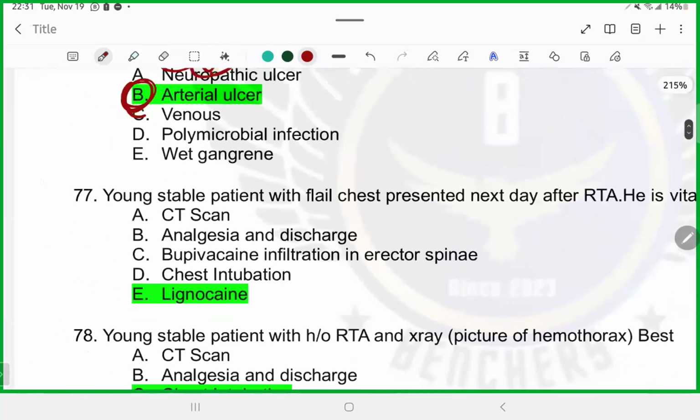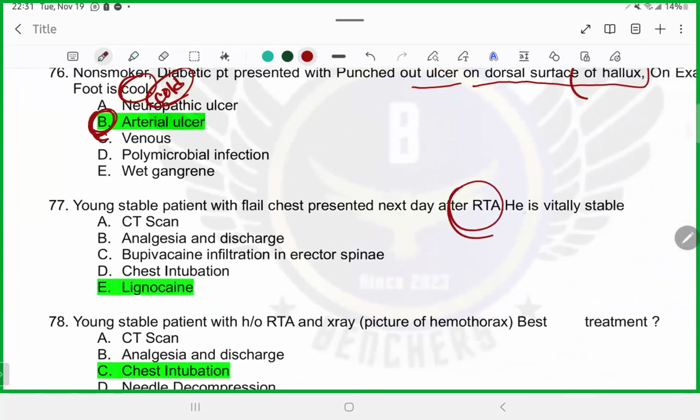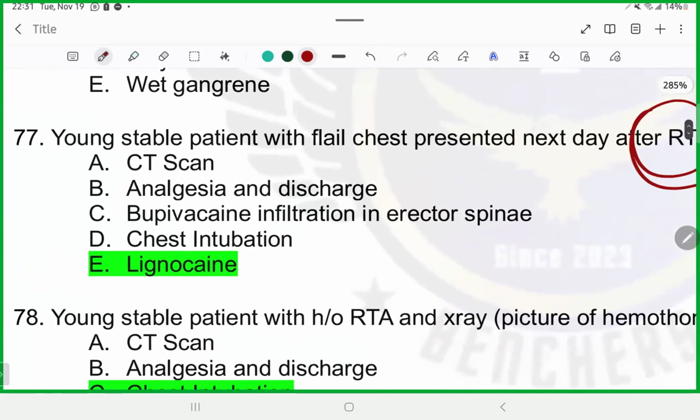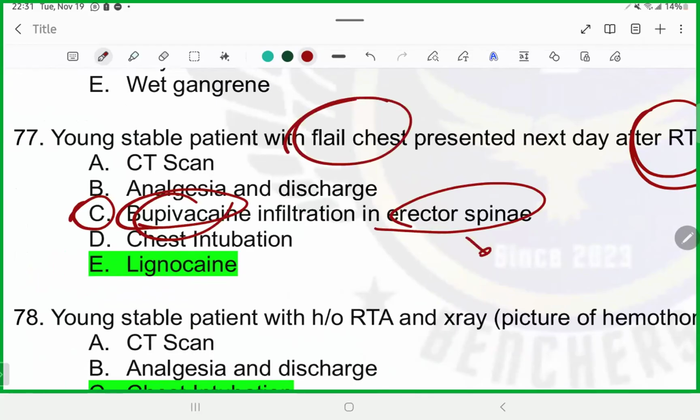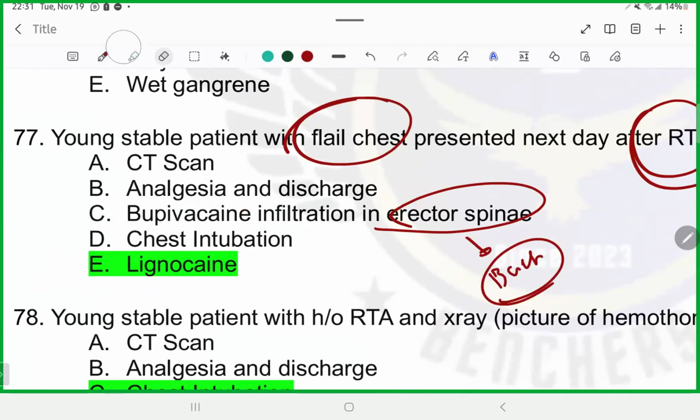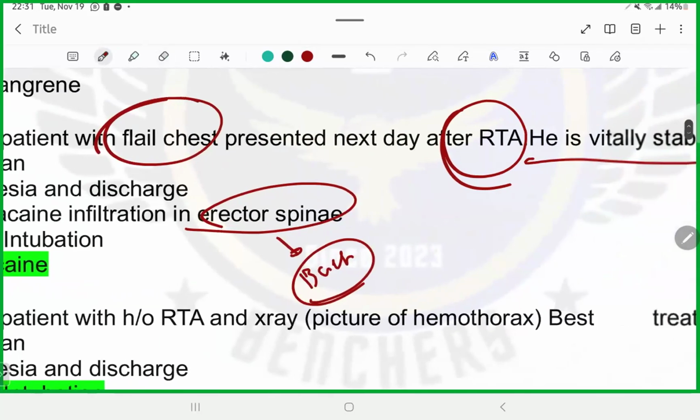Young stable patient with flail chest presented the next day after RTA. He is vitally stable. What do you give? Guys, see, here is the magic. We have told you in class, and you have seen in recalls and everywhere, to give BP again, BP again. Guys, see, erector spinae. We have a flail chest. Erector spinae is a back muscle. Will you get so blind in the exam that just by seeing bupivacaine you select that? No, you don't do that. You use lignocaine.